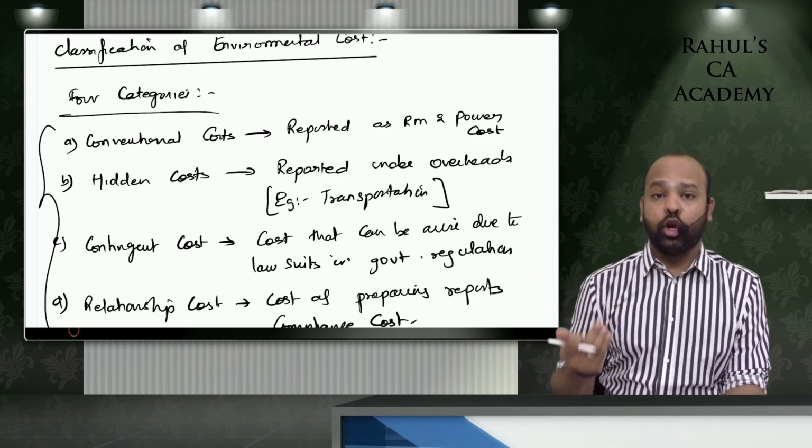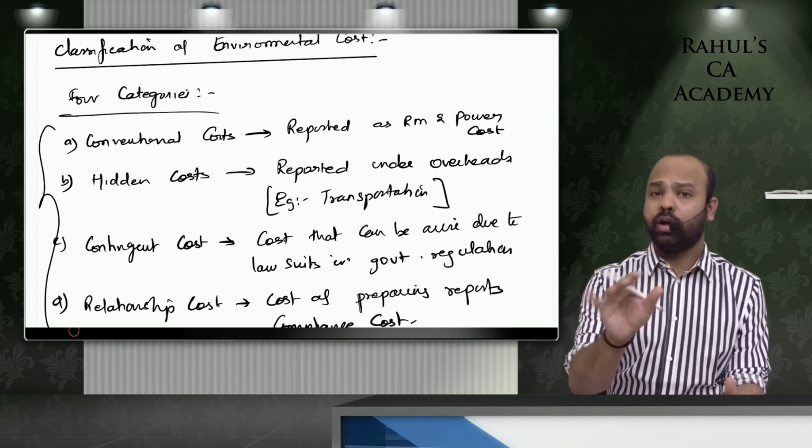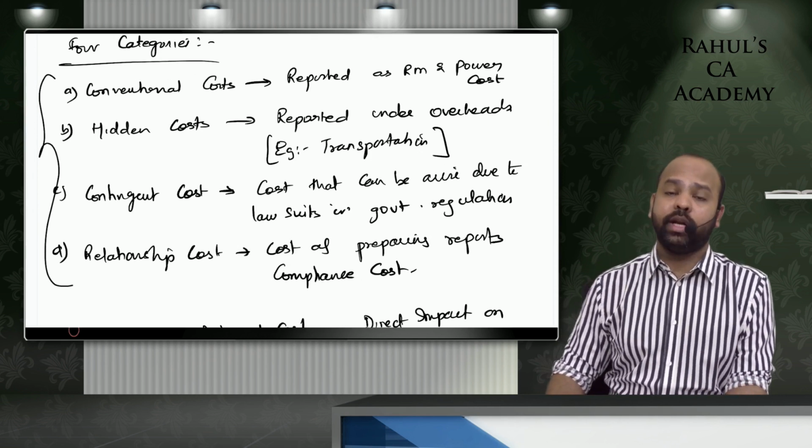The way you are procuring your power, guys, is having an impact on environment. That is coal based power. So conventional costs are raw material and power cost. Hidden costs, guys, somewhere under your overheads, they are reported.